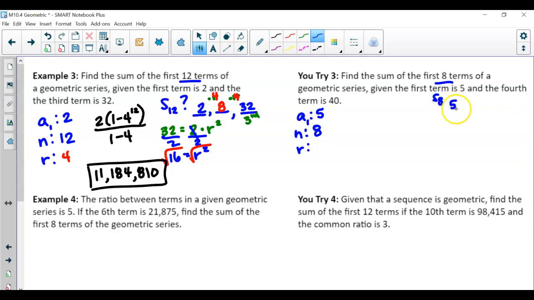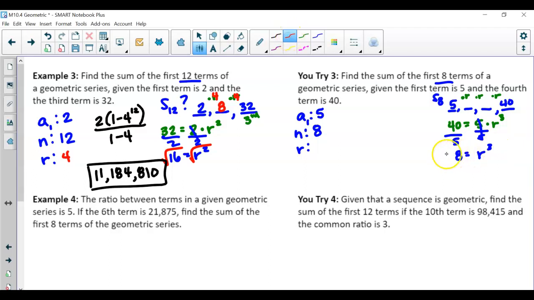So we know the first term is 5. Then we don't know the second. We don't know the third, but we know the fourth term is 40. So notice how you're multiplying by r, not once, not twice, but 3 times. So you could set this up as 40 is equal to 5 times r to the third power, because you're multiplying r 3 times. Now I can divide by 5. And here I've got 8 is equal to r to the third.